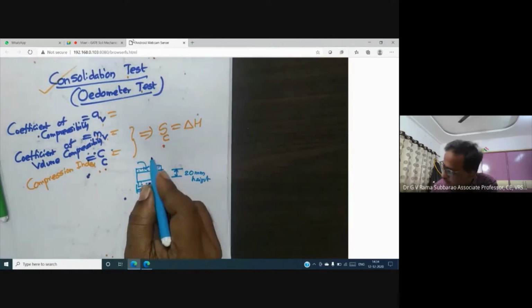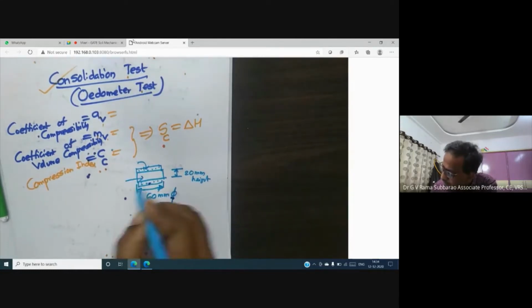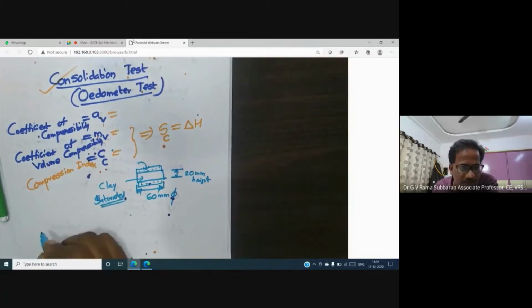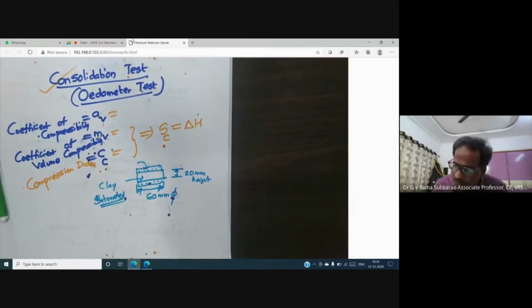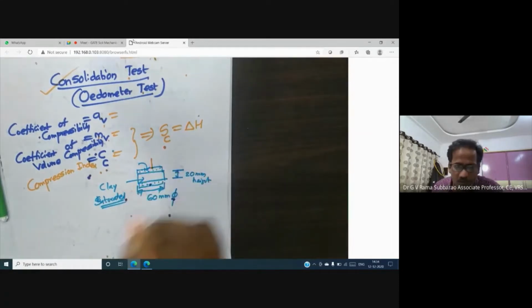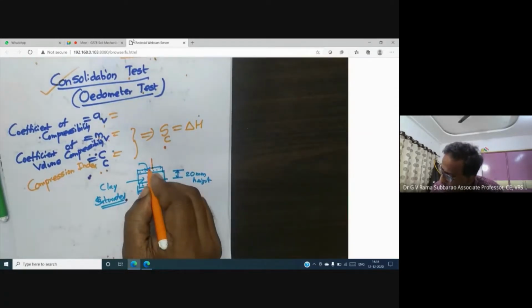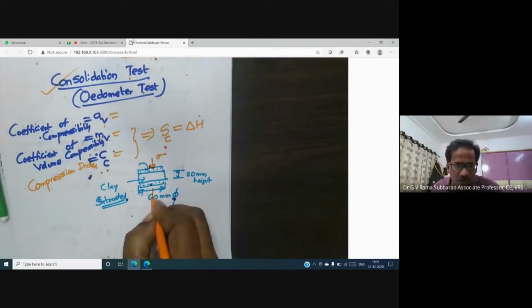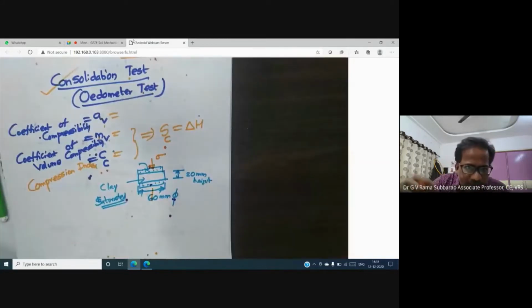Then what will happen? The clay becomes saturated. After saturation, the way we are conducting the test, we will apply the load. We will apply the normal load, sigma, by using the loading yoke. Once you apply the load, what is going to happen to the soil?